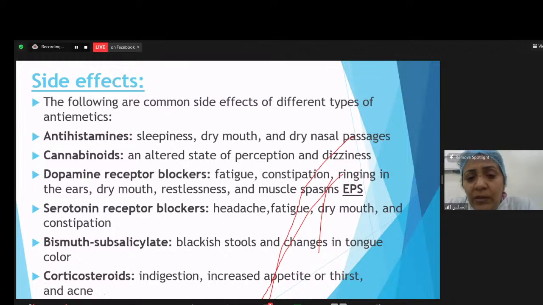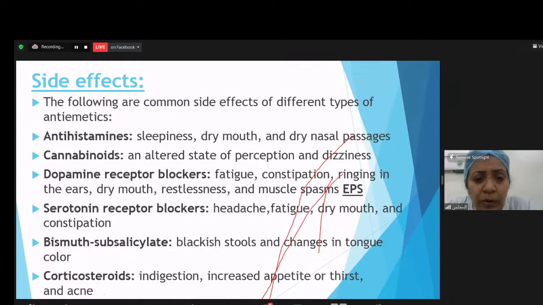Dopamine receptor blockers, you know, cause irritability, constipation, some tinnitus in the ears, dry nose or dry mouth, restlessness, and then muscle spasm. Once you develop the muscle spasm and the tremors, you know that these are signs of the extrapyramidal symptoms.